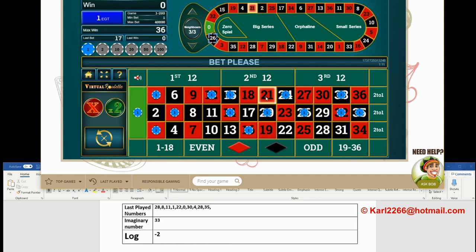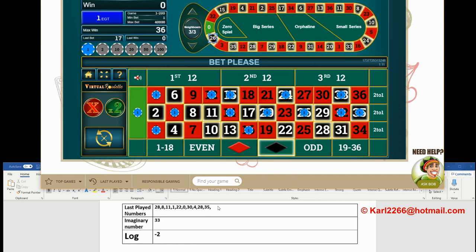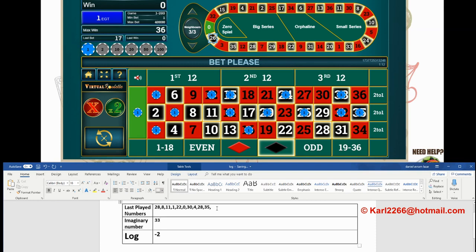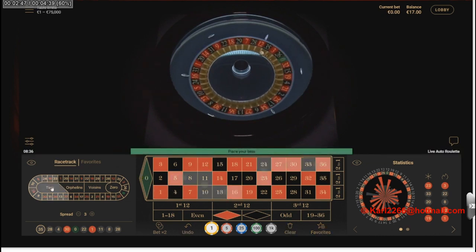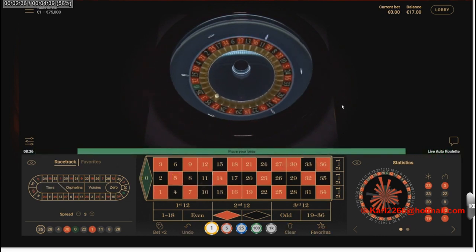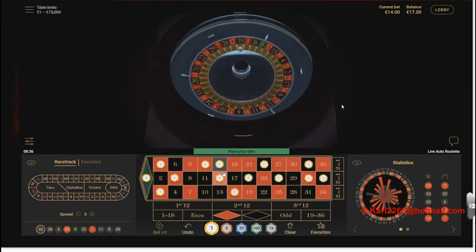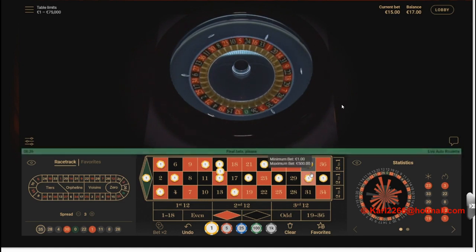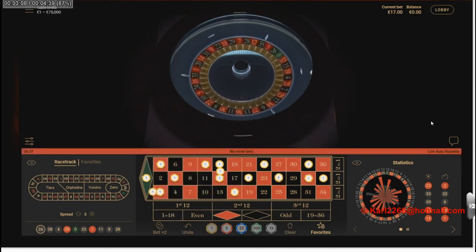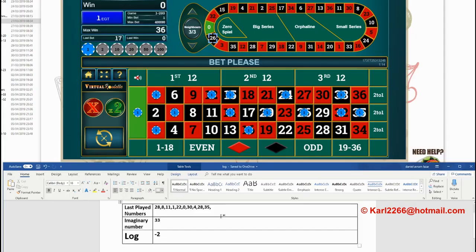Okay. And this is what I actually had in one of my sessions, and I will show you. And as you can see here, I place bets on 33 and 26 and the neighbors, and the ball jumped on number 33, exactly the imaginary number. So we got a new winning number, which is number 33.